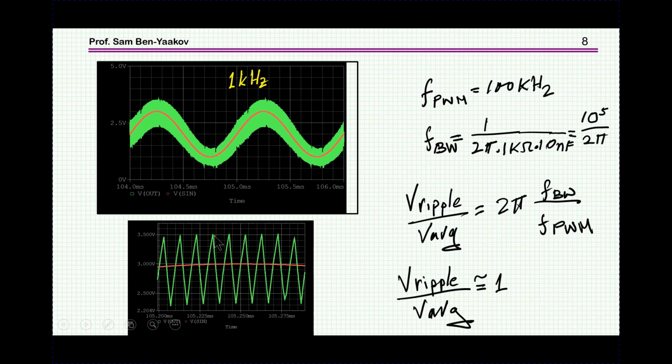And if we look at the waveform here, this is the original signal, and the green one is after the RC filter. This is filtering the PWM, and we see here that for the low value we have about 1 volt average, and the peak to peak is also about 1 volt. So this is a pretty good approximation when the signal is small. Here we see an expanded scale. This is the ripple, and this is the average value.